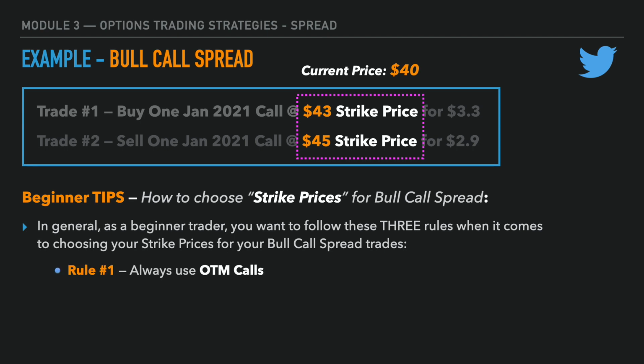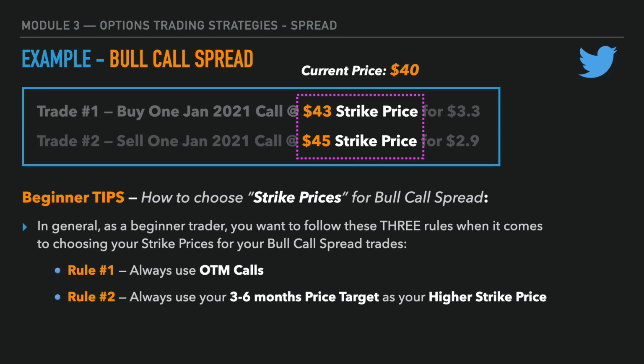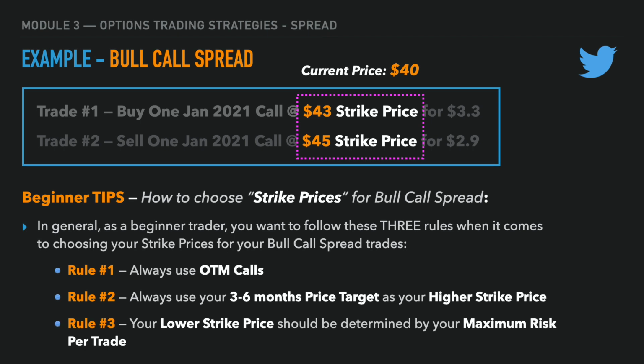Rule number 1, always use out of the money call options, which means both of the strike prices should be higher than the current stock price. Rule number 2, for your higher strike, always use your 3 to 6 month price target as your higher strike price. Rule number 3, your lower strike price should always be determined by your maximum risk per trade. Maximum risk per trade is the term that traders often use when it comes to position sizing and money management. As a beginner, if you follow the three rules with a certain amount of practice, you will be able to find the best strike prices pretty quickly.